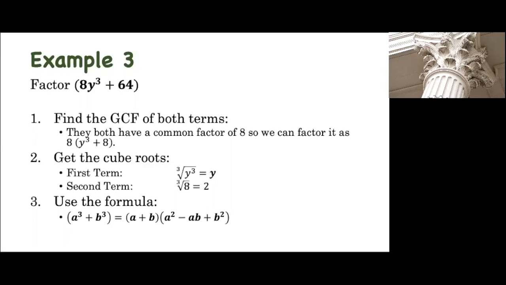So ang gagawin lang po natin is substitute po natin yung nakuha natin sa step 2 para dun sa ating formula. So ang ating magiging answer po ay 8 times the quantity of y cubed plus 8 is equal to 8 times the quantity of y plus 2 times the quantity of y squared minus 2y plus 4. So wag po natin kalilimutang isama yung factor na 8, yung common factor na 8 na nakuha din natin sa first step. So ang final answer natin pag finactor natin ang given na quantity of 8y cubed plus 64, ito pong nasa ilalim. 8 times the quantity of y plus 2 times the quantity of y squared minus 2y plus 4.